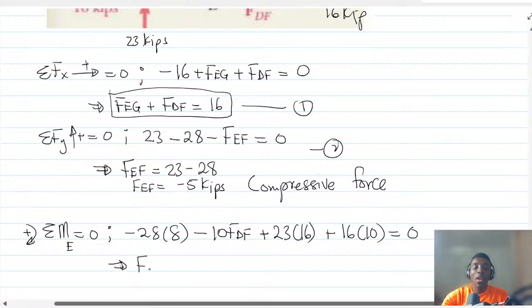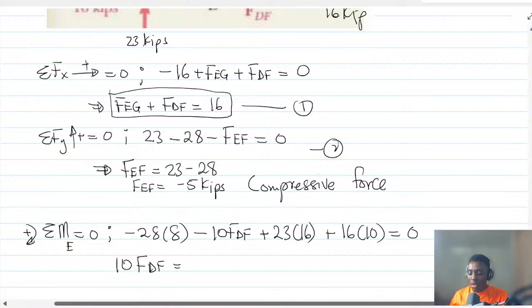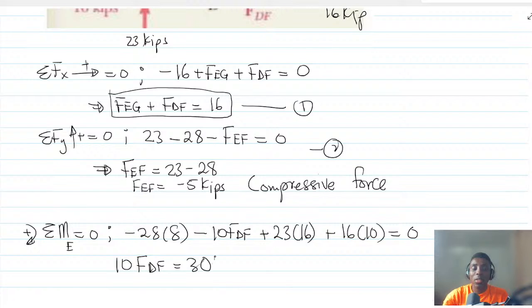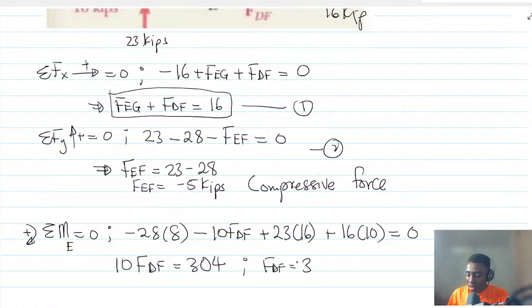Now, if you solve for FDF, what are you going to get? So 10 FDF, let's calculate everything: minus 28 times 8 plus 23 times 16 plus 16 times 10. That will give you 304. Meaning that FDF is 30.4 kip.